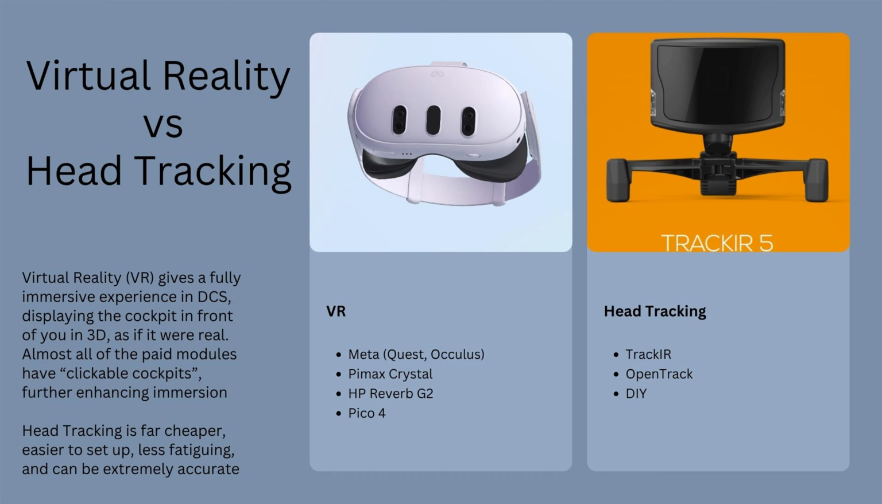For head tracking, it's a simpler, less fatiguing setup, which can still be extremely accurate in tracking your head's position. TrackIR is the name brand in the business, but I have also used OpenTrack, which is a free open source program, which I highly recommend if you're just getting into DCS and need a head tracking solution. There are also DIY tutorials all over the internet on how to make your own head tracking setup, and you can always look into that as needed.